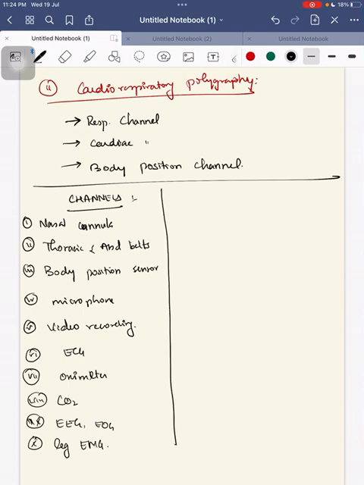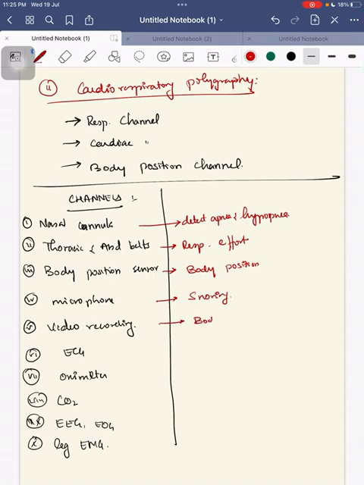Okay, so how are these being used and what are their functions? First, nasal cannula. This can detect apnea and hypopnea. Second, thoracic and abdominal belts can detect the respiratory effort. Body position sensor, for body position, whether the child is in supine, prone or in a lateral position. Microphone, whether the child is snoring or not. Video recording for the body movements.